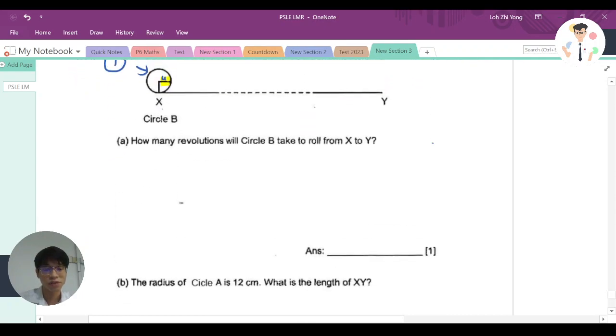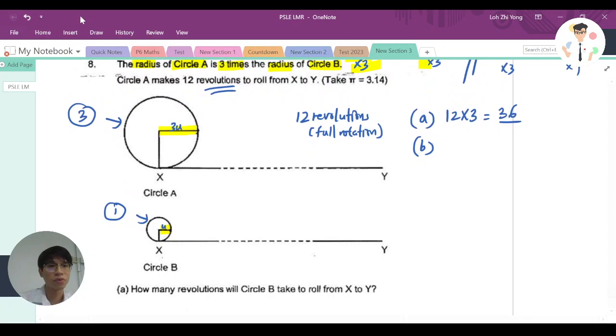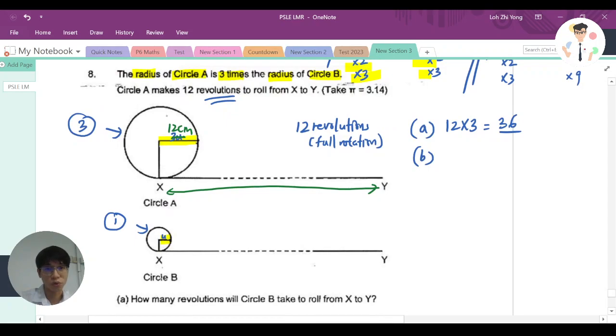The radius of circle A is 12 cm. What is the length of XY? Now I know that the radius of A is 12 cm. Of course, if I want to know that, I want to find the circumference first. So what is the circumference? The circumference will be pi times d. Correct? But of course, I have 12 revolutions, which means I need to times 12. Then I can find XY straight away.